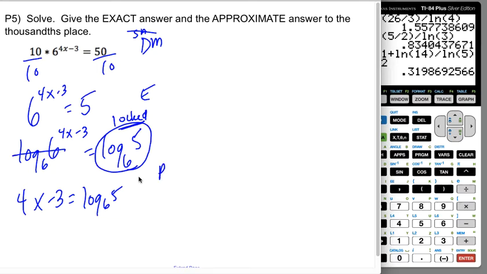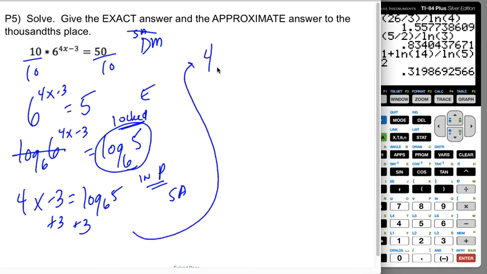So now I'm inside the parentheses, right? And I'm going to start with subtraction and addition, which means I'm going to add the 3. You can't make this a log base 6 of 8. The 3 is not inside the logarithm. So I get 4x equals a 3 plus the log base 6 of 5. Again, log base 6 of 5 is a locked box. You can't change that at all.